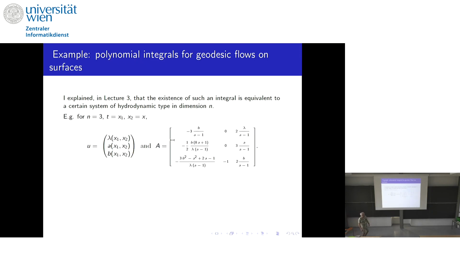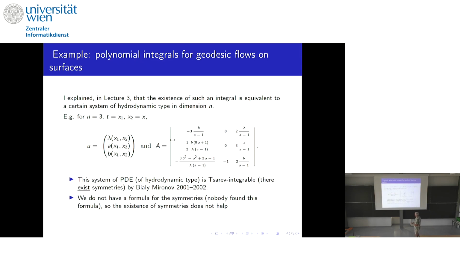So let me recall it on the level of a system of hydrodynamic type. There are many equivalent ways to write the equation, and it is a system of hydrodynamic type. I put here n equal to 3, but it is a general phenomenon. It works for any degree of the polynomial. It is simply some special matrix A. Now this A is explicit, and one can analyze it. In particular, one can show that it is Tsarev integrable in the sense that it has sufficiently many symmetries. For any initial data, one can find a symmetry which satisfies the correct formula on the initial data.